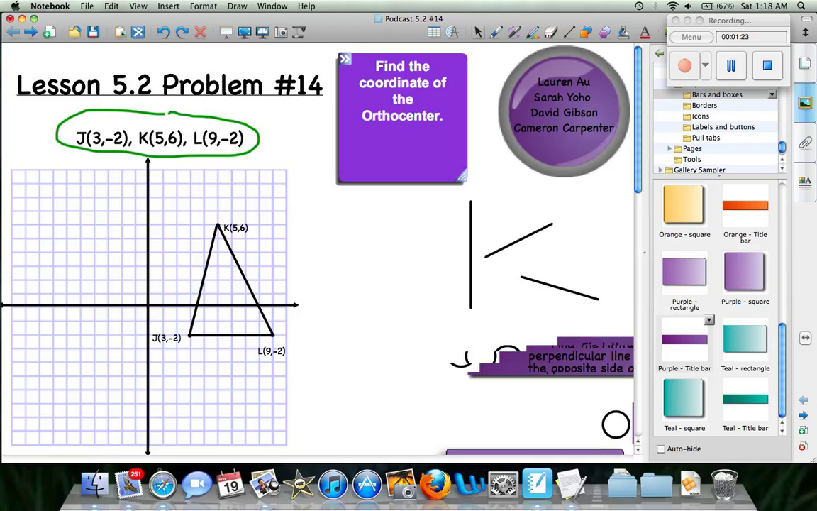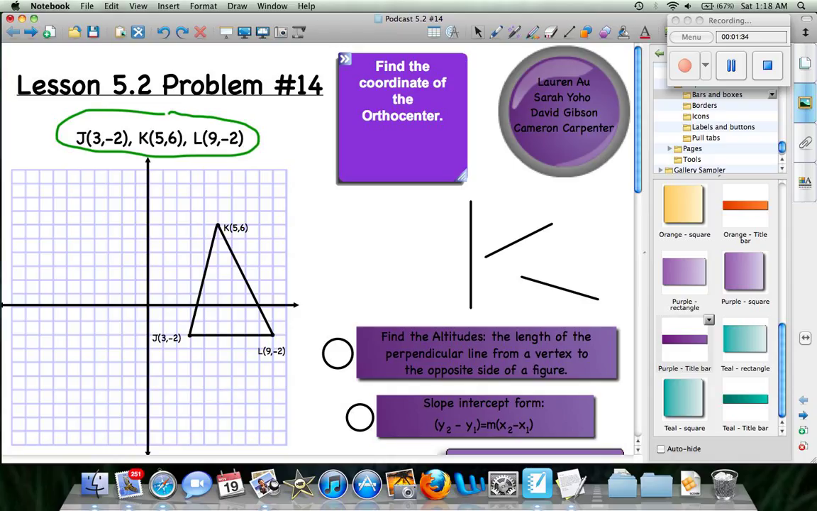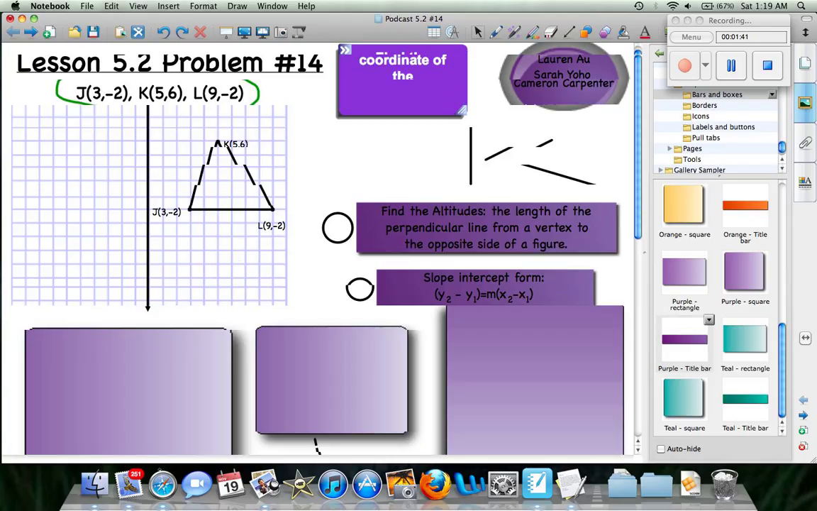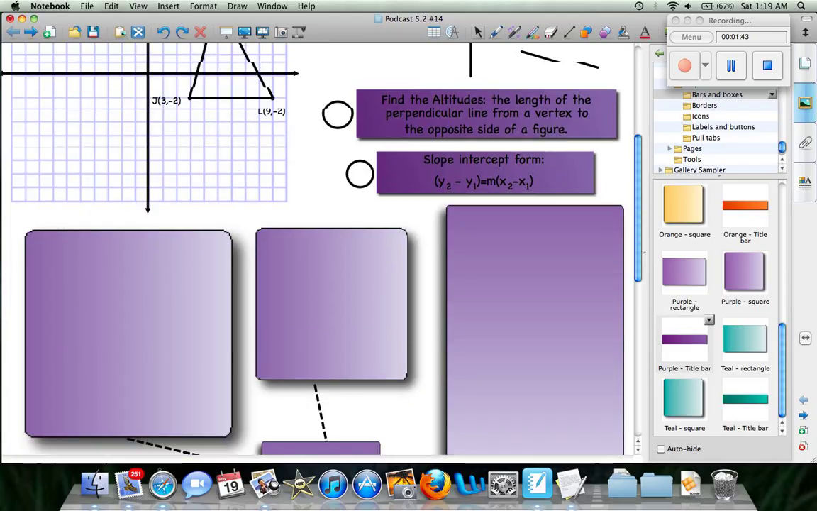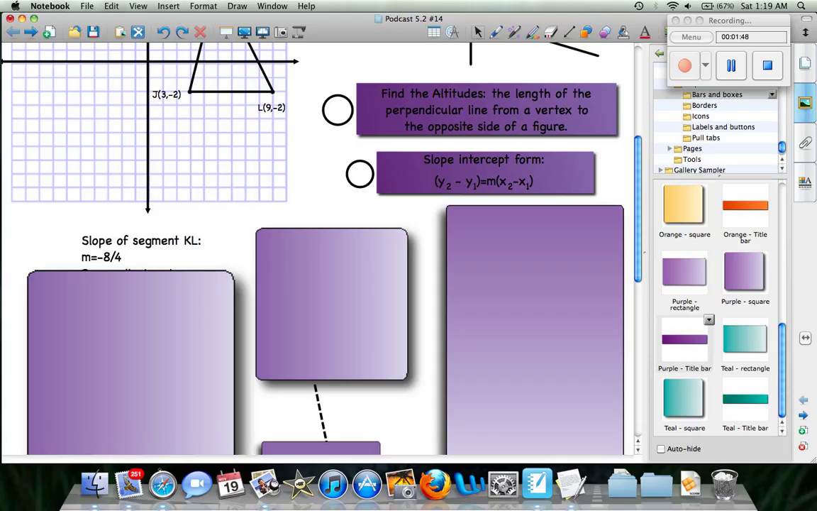So in order to find the orthocenter, we need to find the altitudes, which are the perpendicular lines from a vertex to the opposite side of a figure. And we can find those by using the point-slope formula, which is y sub 2 minus y sub 1 equals m times (x sub 2 minus x sub 1). So first we want to find the slope of segment KL, which is -8 over 4. And then we want to find the perpendicular of that, which is 4 over 8, which can be simplified to 1/2.